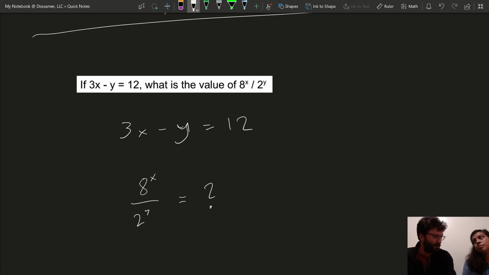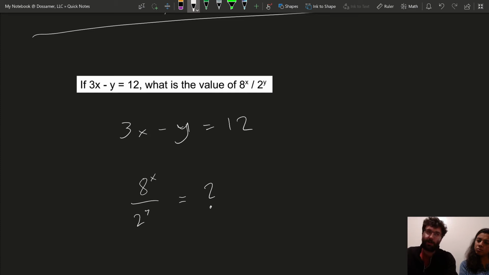This is a really interesting problem because, as we're about to see, you actually can find an exact value for the expression 8 to the x over 2 to the y, given the definition of 3x minus y equals 12. But the good news is you don't need to know that going in. You just need to try to solve the problem the usual way and then be pleasantly surprised at the end.